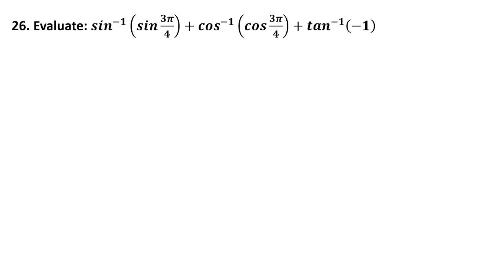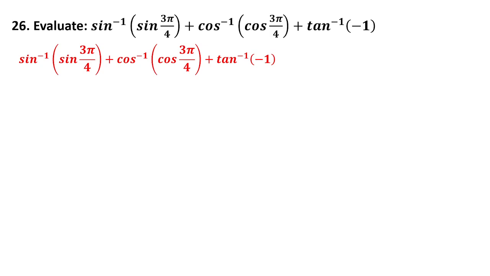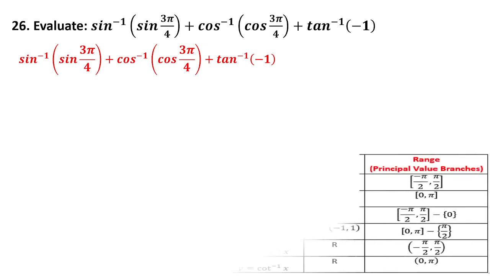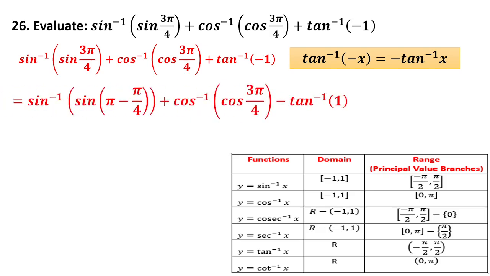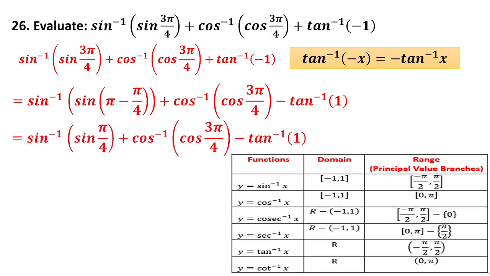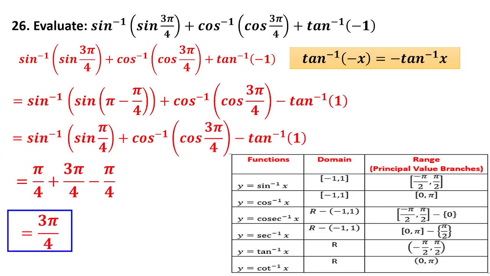Okay. Let us evaluate this: sin inverse of sin 3 pi by 4 plus cos inverse of cos 3 pi by 4. Now we have to make use of the principal branch ideas. I am showing you the domain and the range. Therefore tan inverse of minus x is minus tan inverse x. That also we will check out. Therefore the first one you have to write as sin of pi minus pi by 4, and the second one, cos of 3 pi by 4 directly. Sin of pi minus pi by 4 is sin pi by 4 only. So you are getting pi by 4 plus 3 pi by 4 minus pi by 4. The final answer is 3 pi by 4.